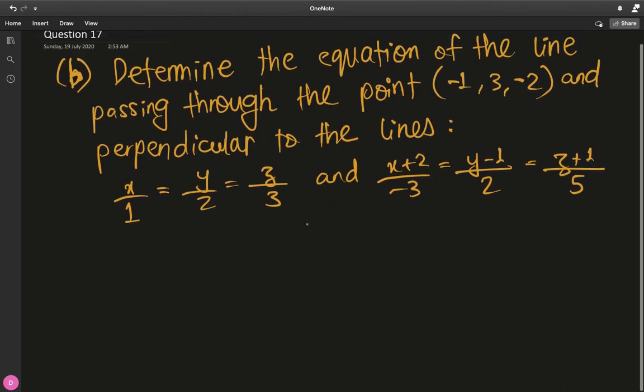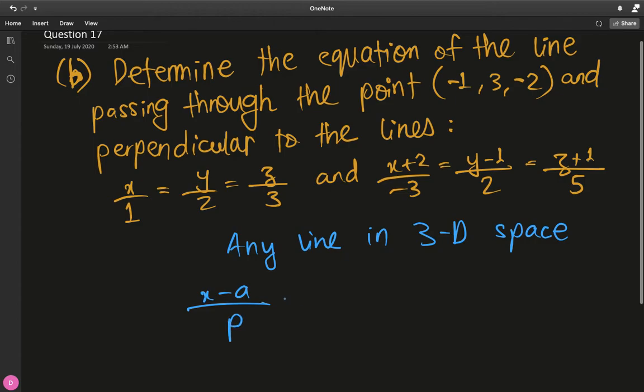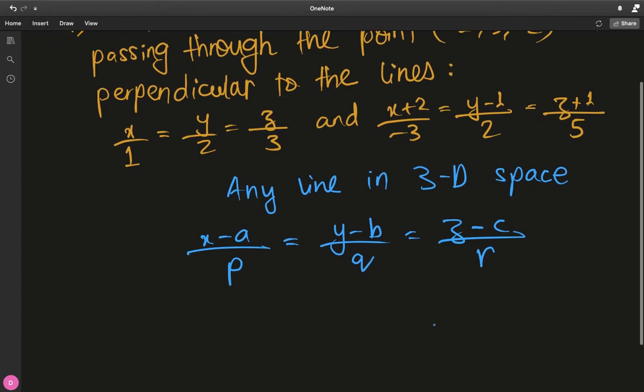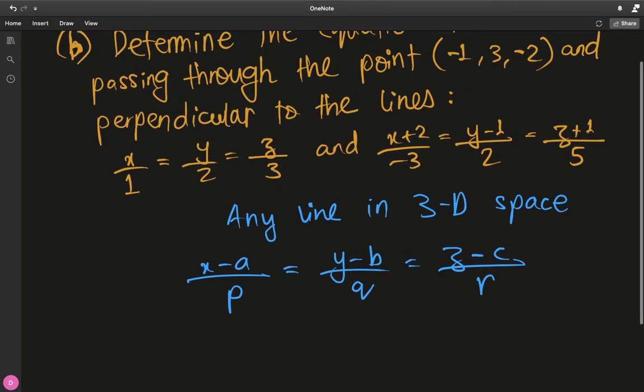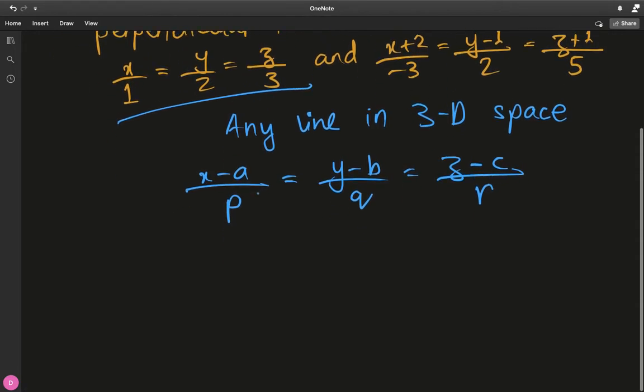Let's first write a basic general equation for any line in 3D space. Any line in three-dimensional space is represented by (x minus a) over p is equal to (y minus b) over, say, q is equal to (z minus c) over r. Since they're saying that it's perpendicular to this line, let's use this formula.